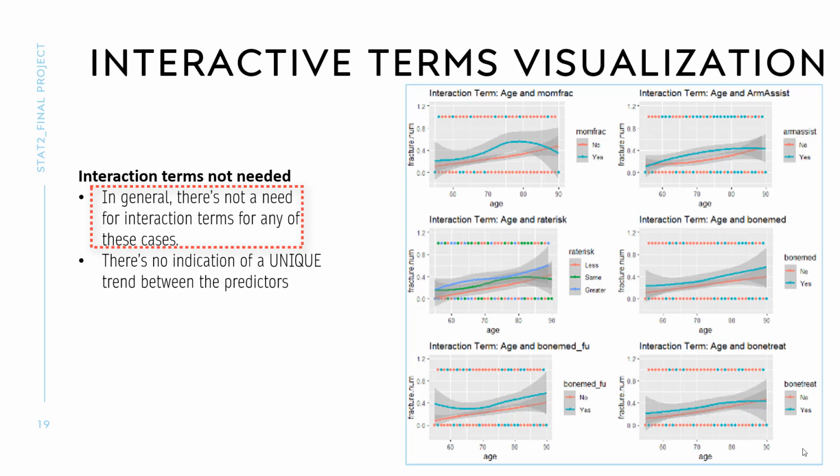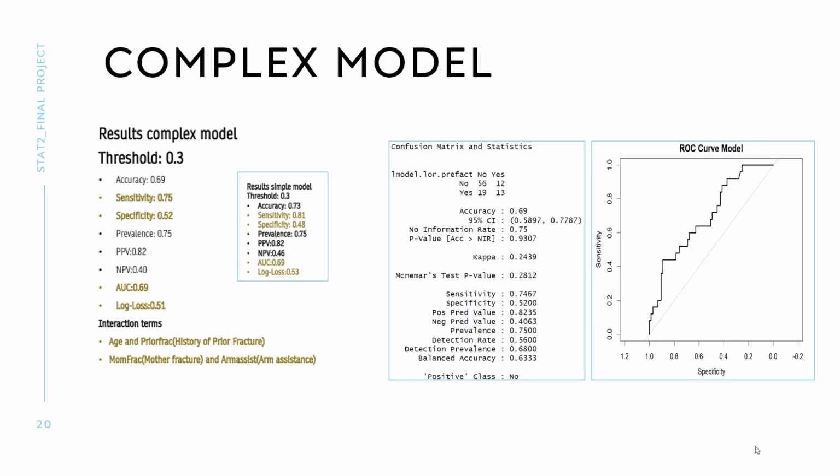Now we can see the results of the complex model with the interaction terms that we took into account. As you can see from the image, the results of the complex model are very similar to the simple model. However, I should say that in terms of accuracy and sensitivity, the simple model is more effective. However, we will take a look in more detail at the end of the presentation.